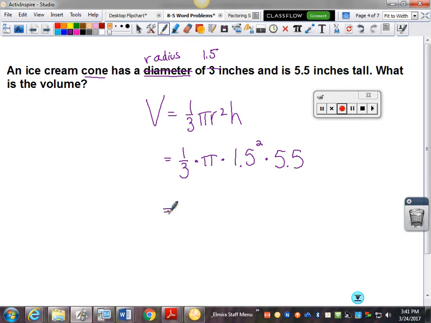And our answer in terms of pi is 4.125 pi. Remember, I don't want you rounding when it comes to answers in terms of pi. The point of an answer in terms of pi is that you're not rounding. Then to get to the decimal answer, multiply times pi. Actually, this would come out 12.95, which would come out 13.0 when we round it correctly.